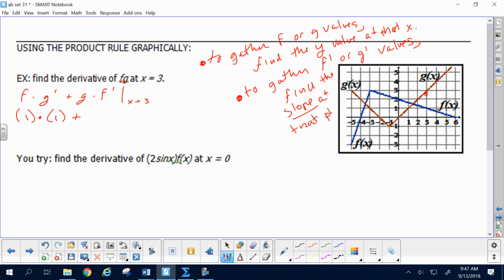Plus G at 3. Go to the G graph, x equal 3. Then you give me the actual Y at that point. What is G at 3? 3. And F prime at 3 is on the F graph at 3, but I want the slope there. So what's the slope there? Negative 1/3. Okay, so it's a mixture of gathering Y values and slopes at points and putting them all together. So that's 1 minus 1, or 0. Did you get a chance to do the other one or no?